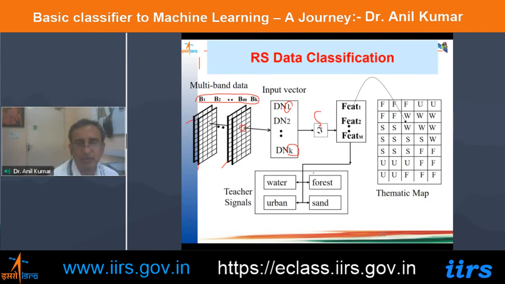But we have ground truth data for 4 classes: water, forest, urban, and sand, called teacher signals or training data, which is used here to get the features. Using these features we can have a matching, and we can classify which class is present in each pixel. So here this is forest, this is urban, W is water, S is settlement, U is again urban, F is forest. This way we can have a thematic map in a single iteration because it is a supervised approach.